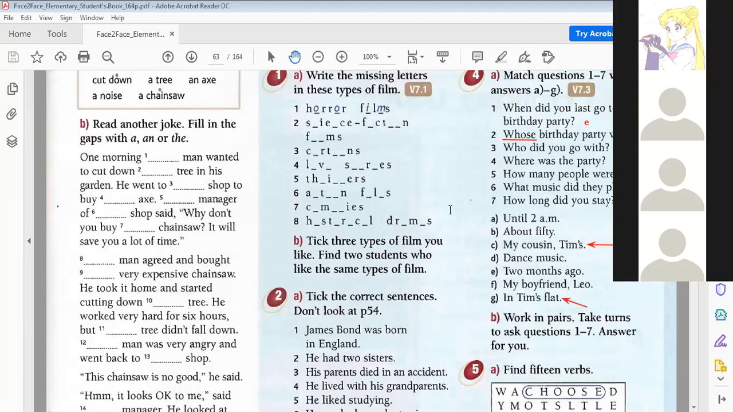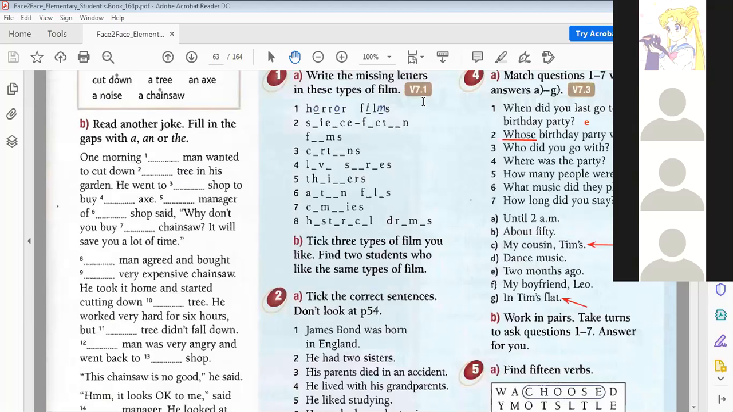How many people were there? About 50. Right, we just want the number of people, the number of guests. Good. Okay, number 6. Sisabir, what about number 6? What music did they play? Dance music. Number 6. That's correct.